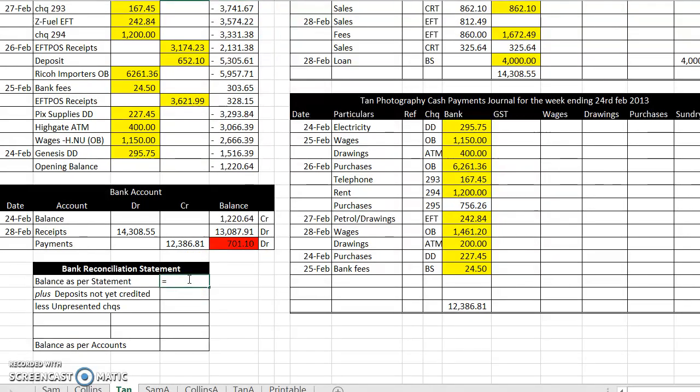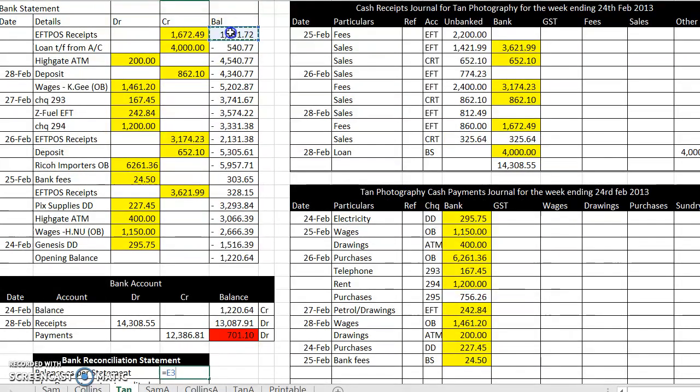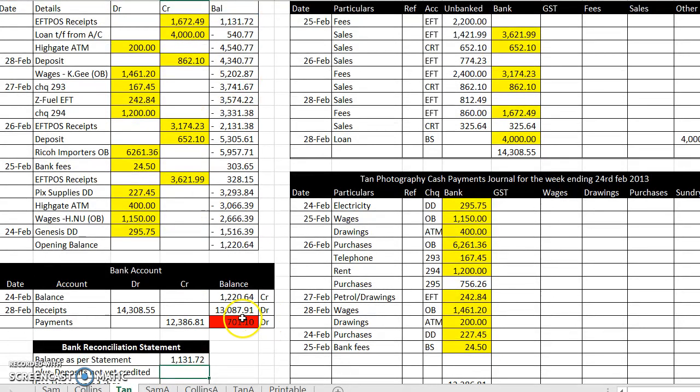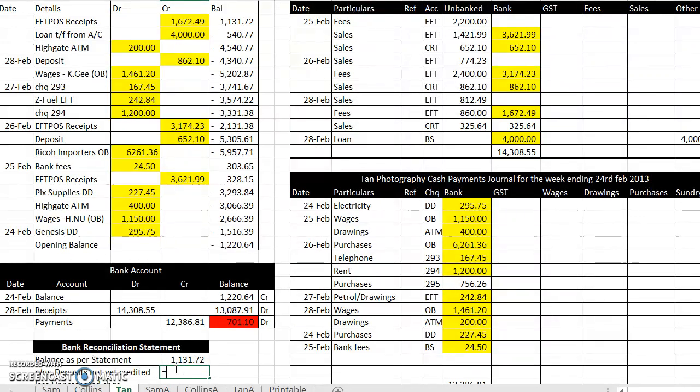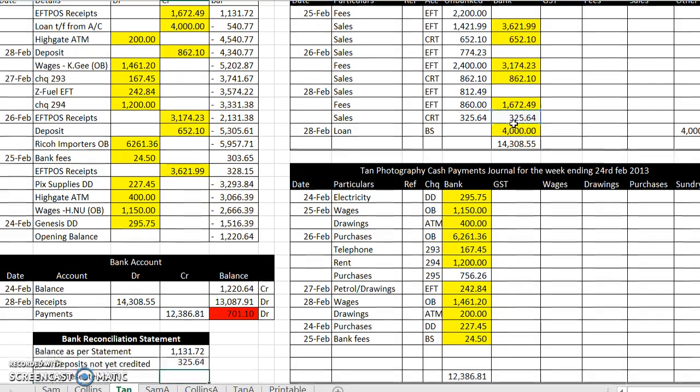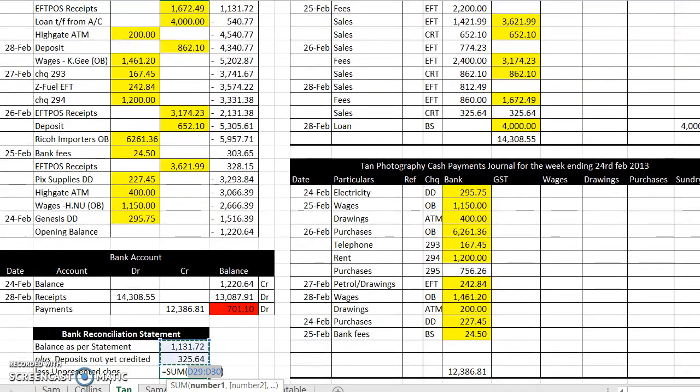Balance as per statement. According to our bank statement, which is this one here, we have $1,131. According to our bank account, we've got 701. So there's a difference, so we have to find out why. Firstly, our deposit's not yet credited. Go to the cash receipts journal, and remember that's our money in the till that hasn't made the bank yet. And I'll just add those two together.